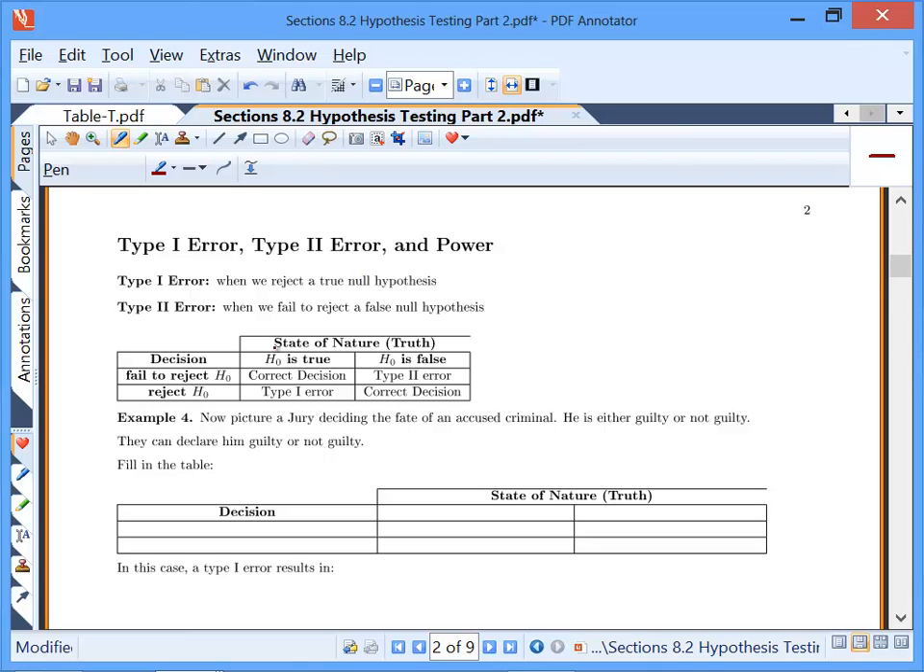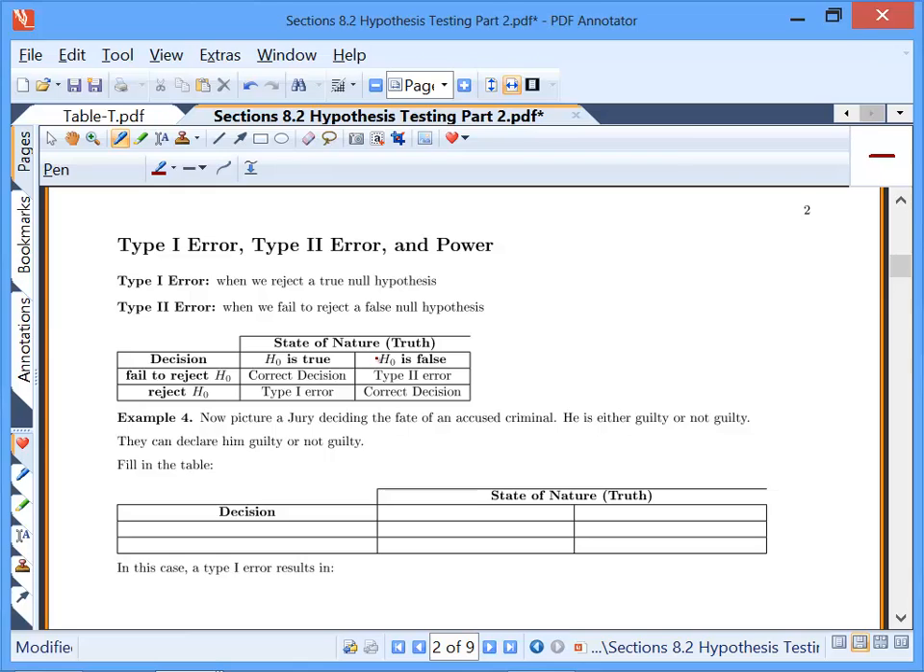So you can summarize it in a diagram like this. You have your state of nature, or the truth, is that the null hypothesis is true, or that the null hypothesis is false. And then you have to make a decision. So if you have a true null hypothesis and you fail to reject it, that was your correct decision. But if you have a true null hypothesis and you reject it, that is a type 1 error.